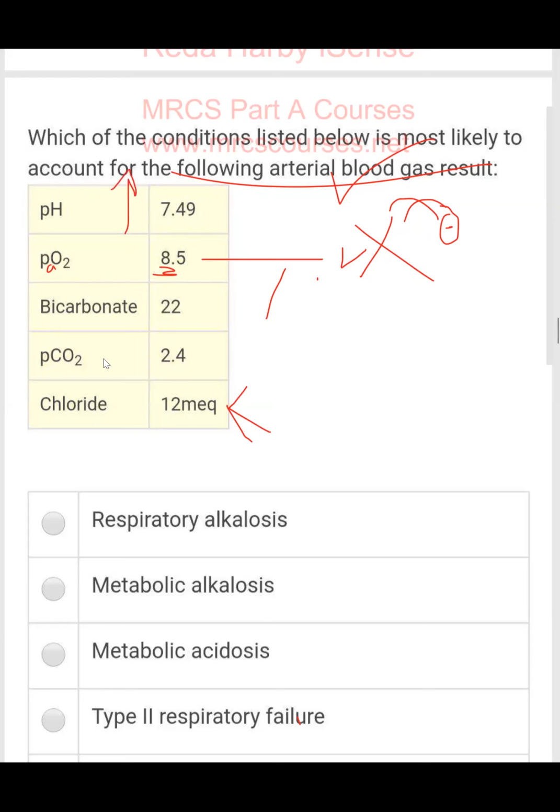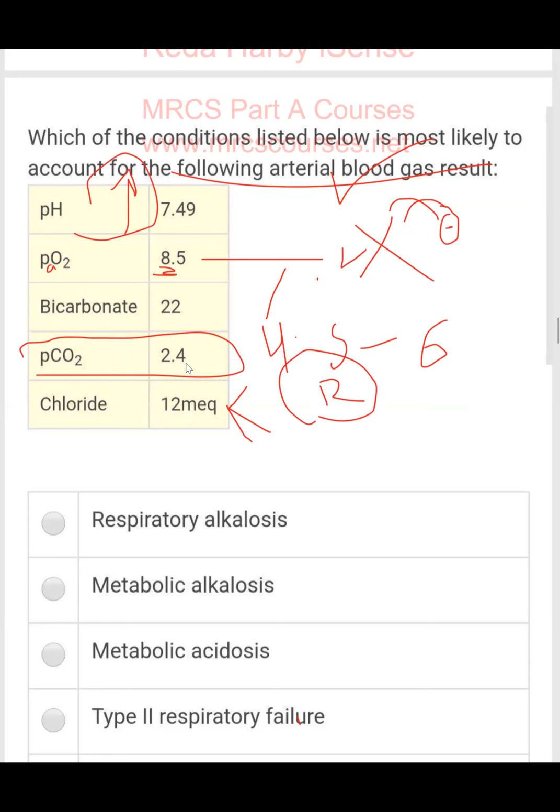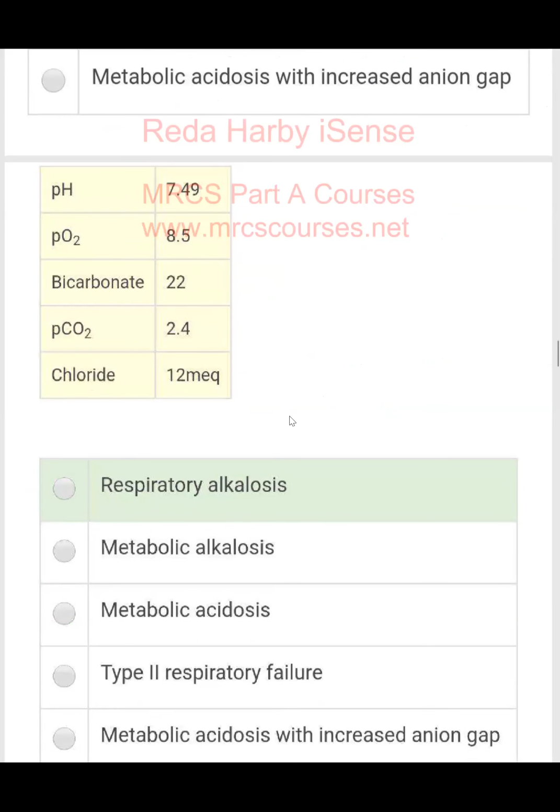Then PaCO2 and bicarbonate. PaCO2, is it normal? The normal is higher. It is low. So you have a cause of alkalosis, which is loss of CO2. So it is respiratory alkalosis. Loss of PaCO2 by hyperventilation makes the patient alkalotic because of loss of the acid, which is CO2. Bicarbonate, is it normal? Yes, 22 to 26. So the answer is respiratory alkalosis. The answer is correct.